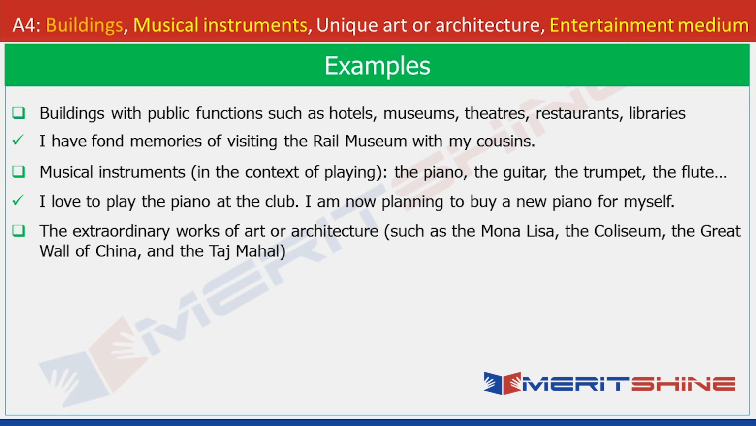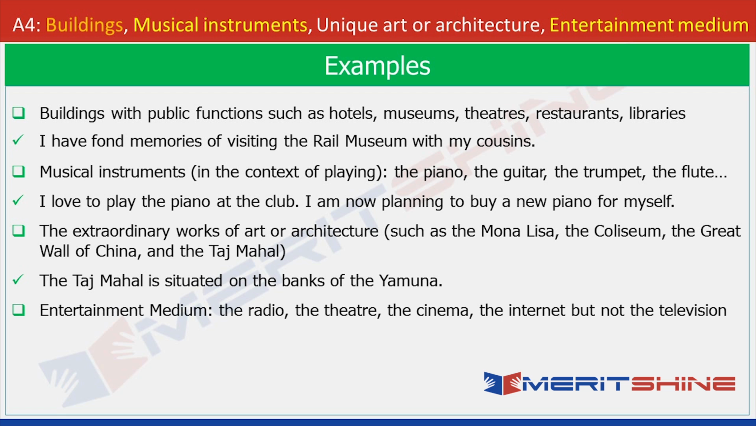The extraordinary works of art or architecture such as Mona Lisa, Colosseum, Great Wall of China and Taj Mahal take the article the. Thus we say, the Taj Mahal is situated on the banks of the Yamuna. The names of entertainment medium such as radio, theatre, cinema and internet take the article the. I prefer to read news on the internet.